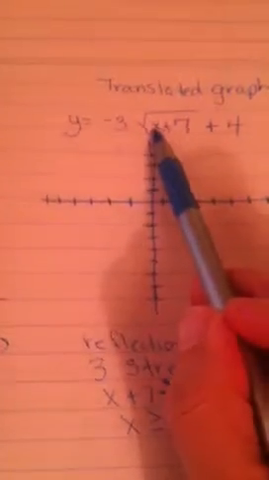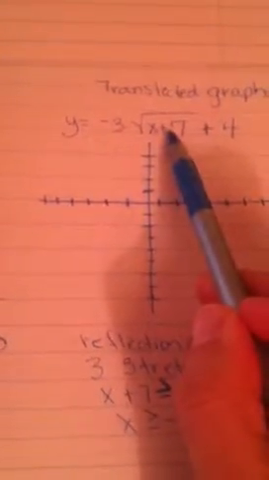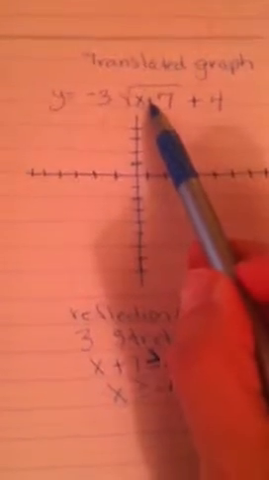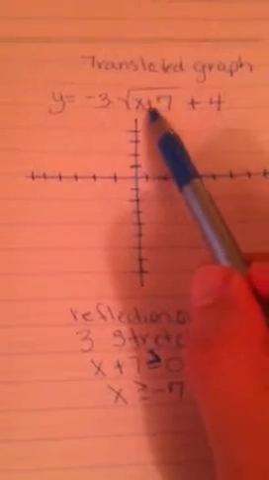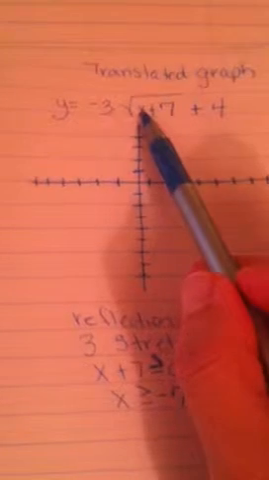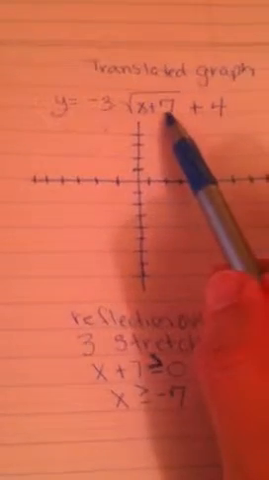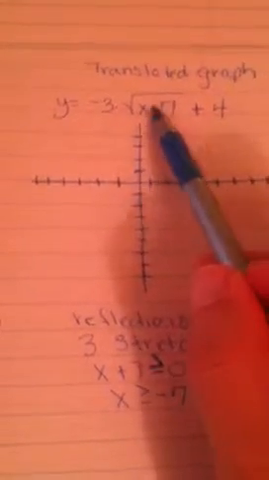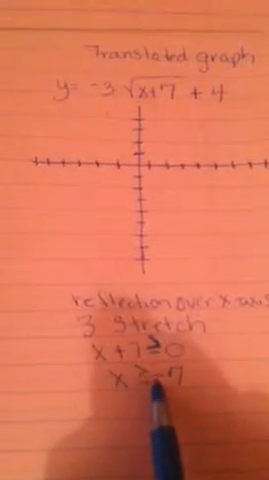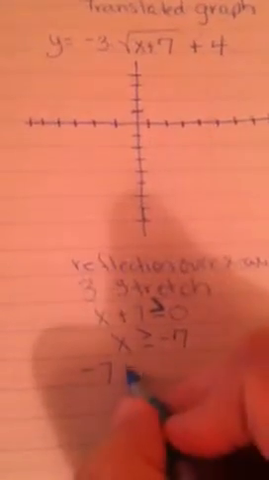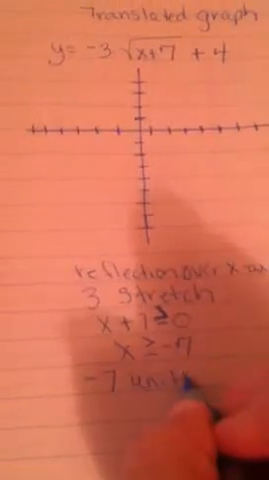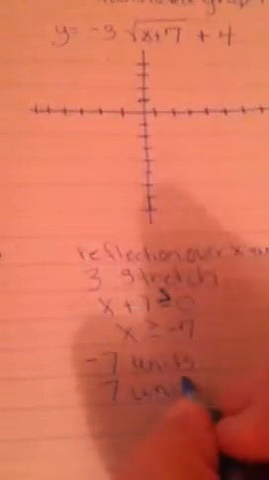If I plug in negative 7, then I get 0 under here. Square root of 0 is 0, I'm okay. And then everything greater than negative 7, let's say negative 6, negative 6 plus 7 would produce a 1, square root of 1 is 1, so I'm okay. So this is going to end up being my domain, but that negative 7 is going to end up shifting me negative 7 units, or you could say 7 units left.